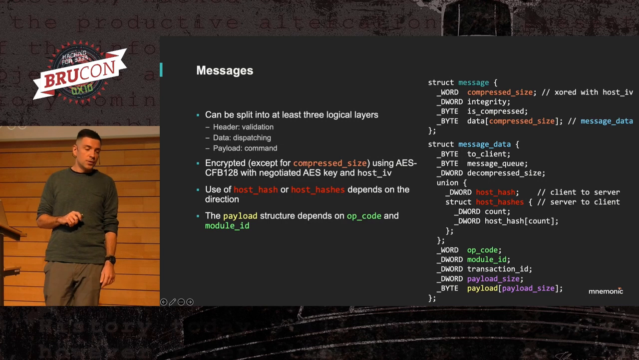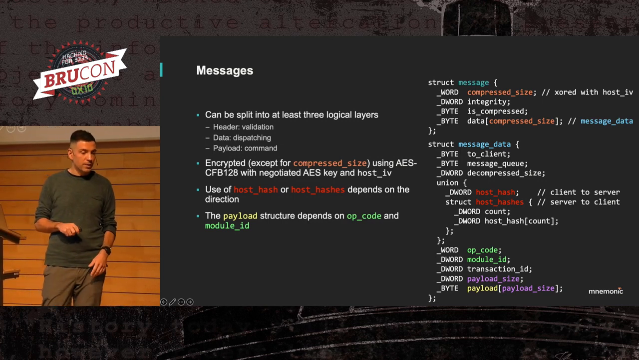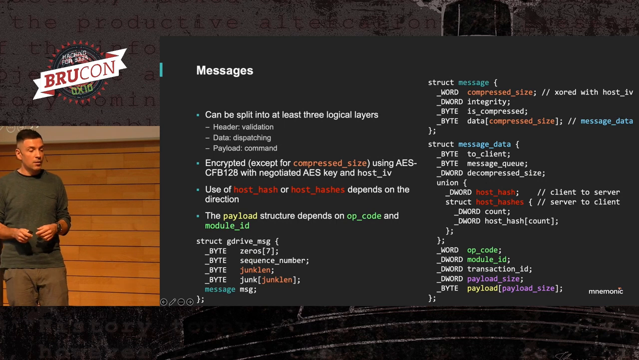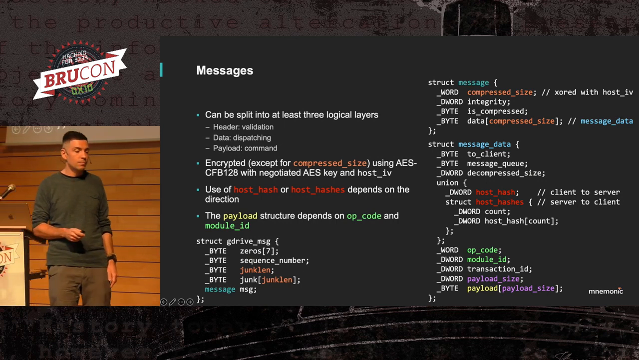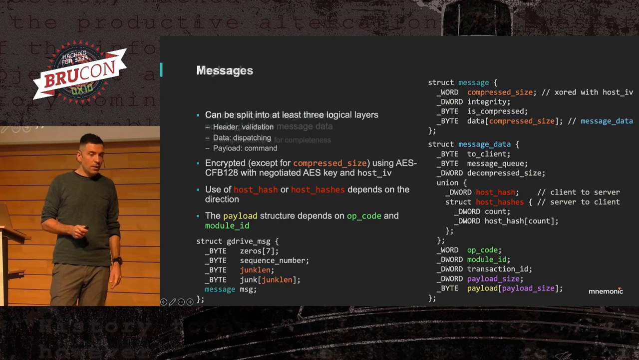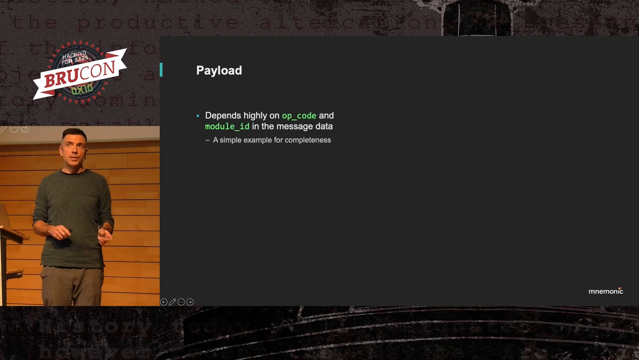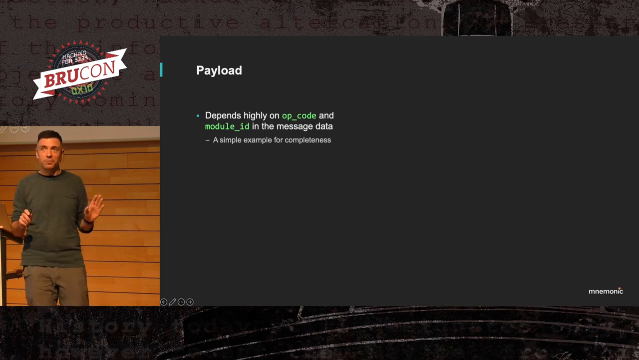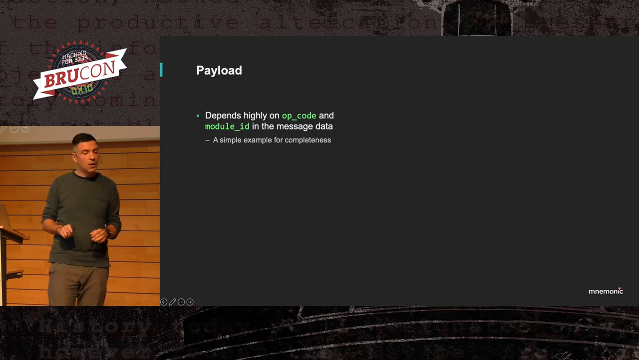And the payload structure depends on the opcode and the module ID. We'll get back to that in the next slide. However, for Google Drive, we see that it is basically the same structure as for HTTP, except that it has a sequence number and some junk bytes prepended. And then finally, the payload, as I mentioned, depends highly on the opcode and the module ID. Going through all opcodes would be way out of scope for this presentation. However, we have provided a simple example for completeness.